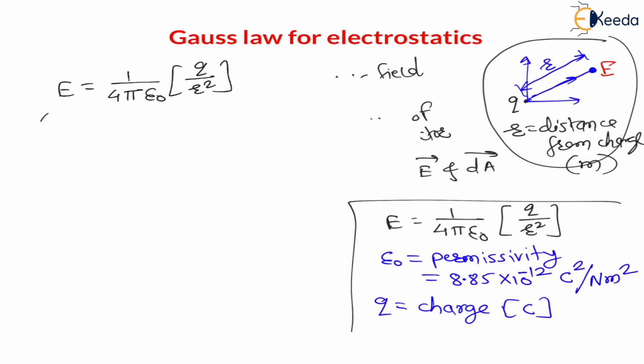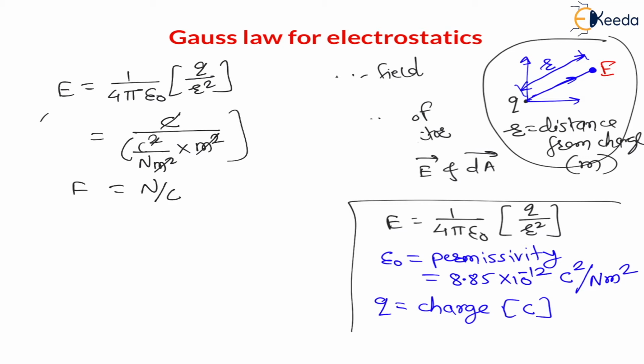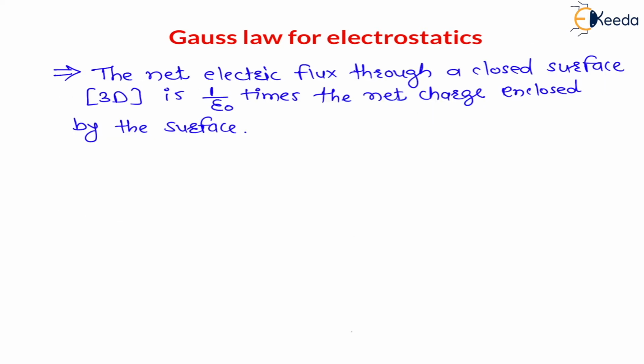Let's put the units. Therefore here Q in coulomb, charge in coulomb, divided by permittivity in coulomb square divided by Newton per meter square, into r in meter square. This meter square will get cancelled, one coulomb will get cancelled, it will become Newton per coulomb. This electric field is nothing but Newton per coulomb.